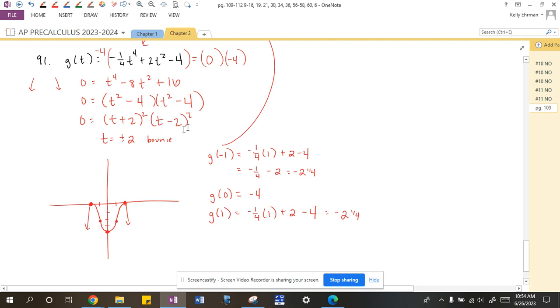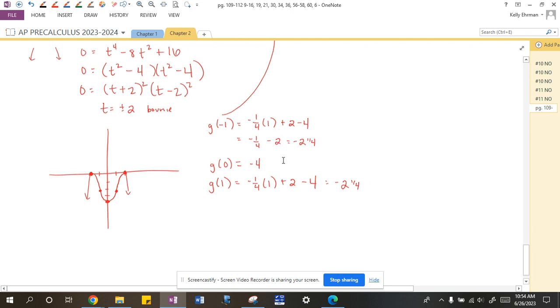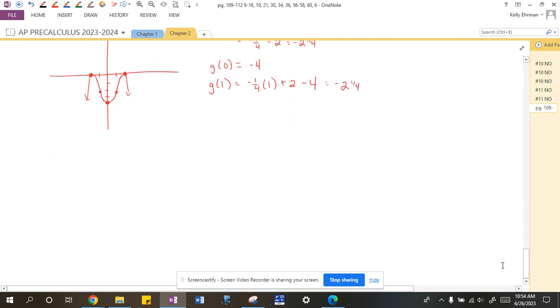All right, now we're on to the applications. Again, I don't have my graphing calculator, so you would be allowed to use a graphing calculator, I think, for these if they were on an AP test, so just kind of bear with me. 108. So this is a classic problem.